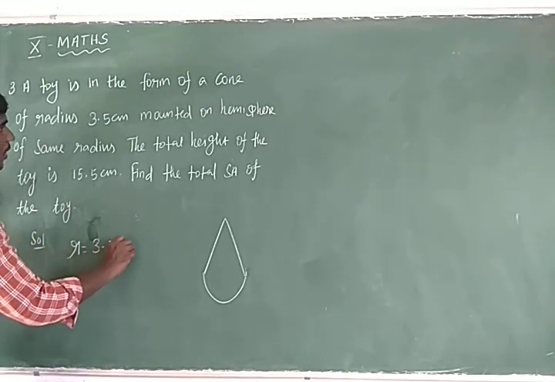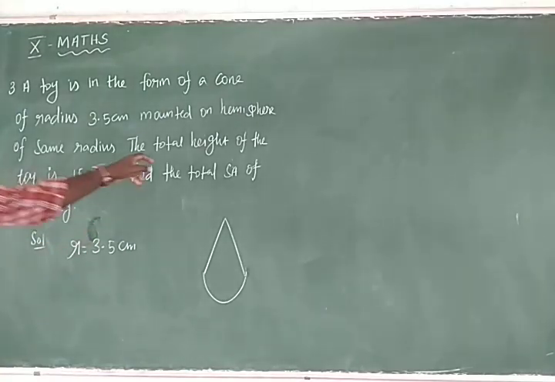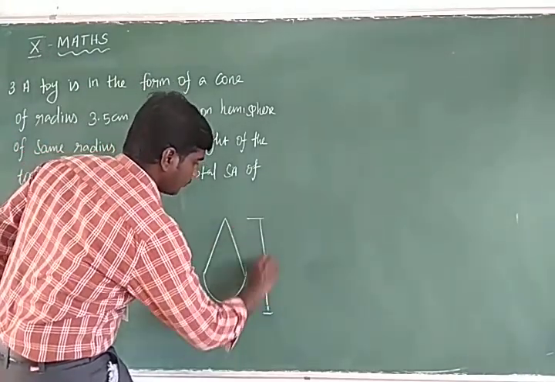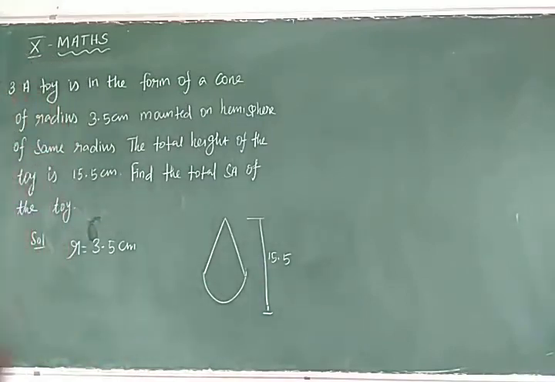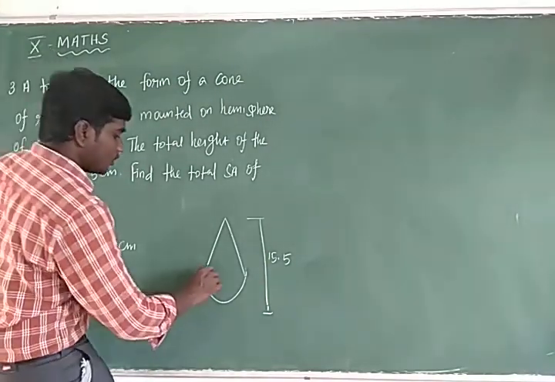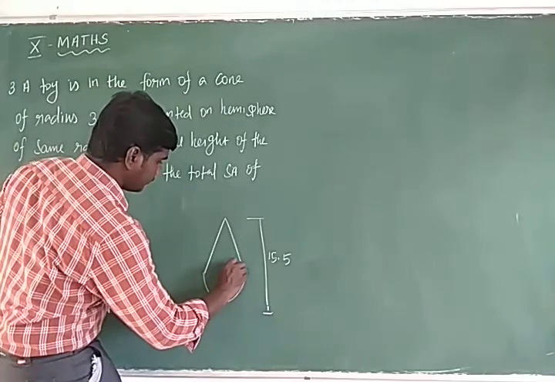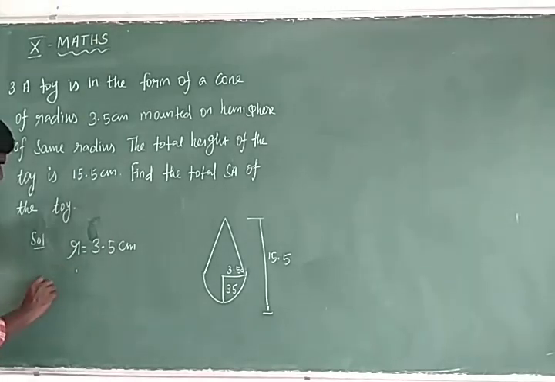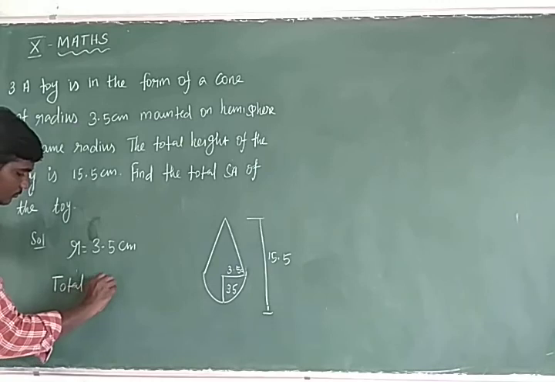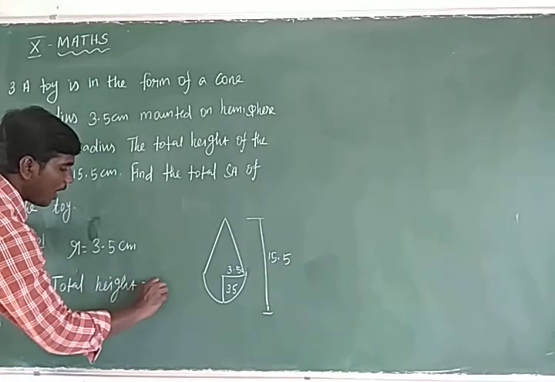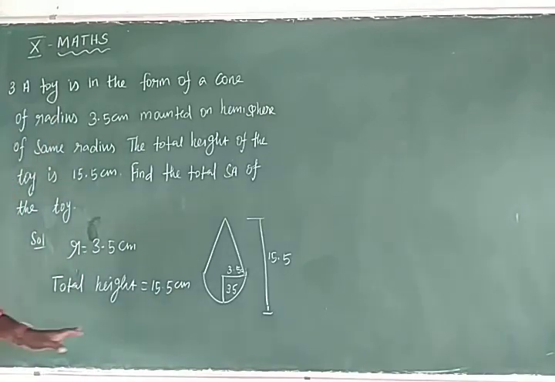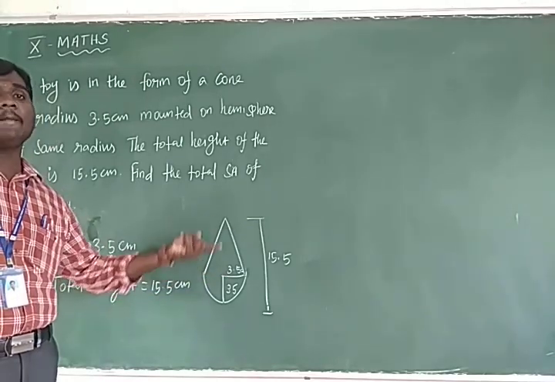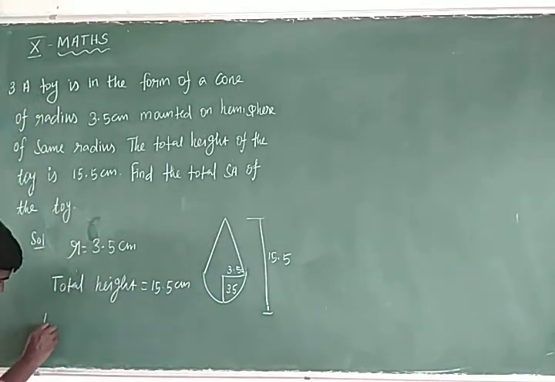The radius is given as 3.5 centimeter. The total height of the toy is 15.5 centimeter. So the radius is 3.5 centimeter here also, and the total height is 15.5 centimeter. But we need the height of the cone.